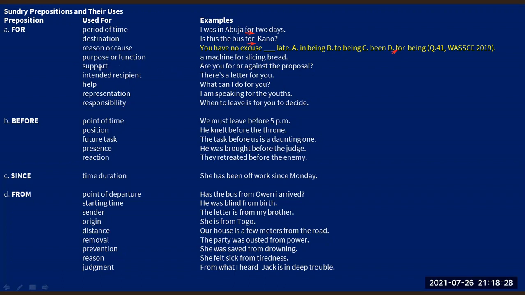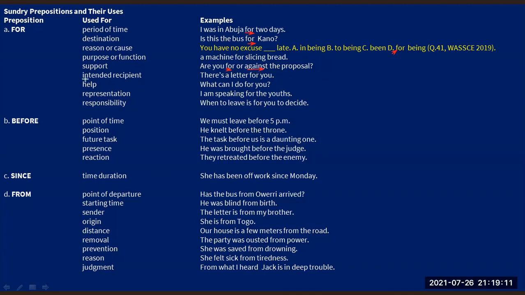You can use it also to indicate support. Are you for or against the proposal? Now, where you have a debate, if you are in support of the proposal or the motion or the topic, then you speak for. If you are opposing, you speak against. So that also shows you that the preposition against indicates opposition, while the preposition for indicates support. You use for to indicate support, you use against to indicate opposition.